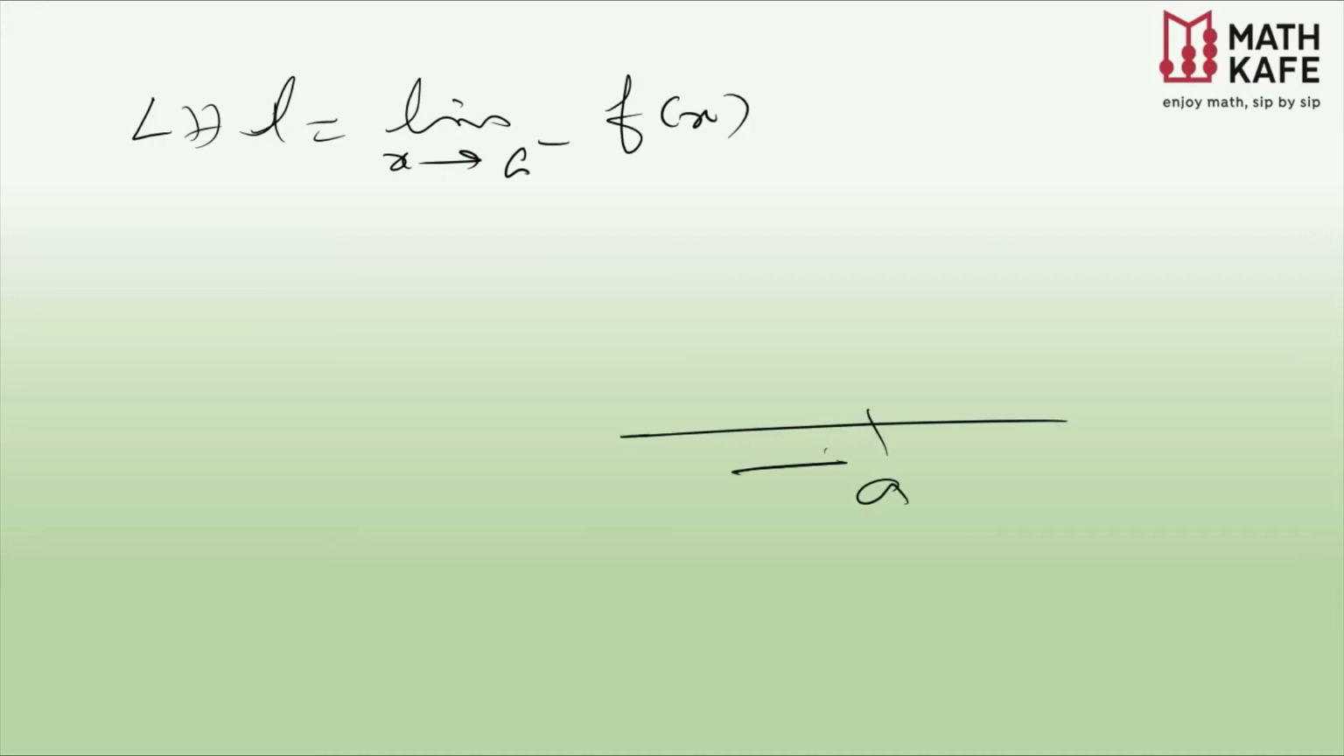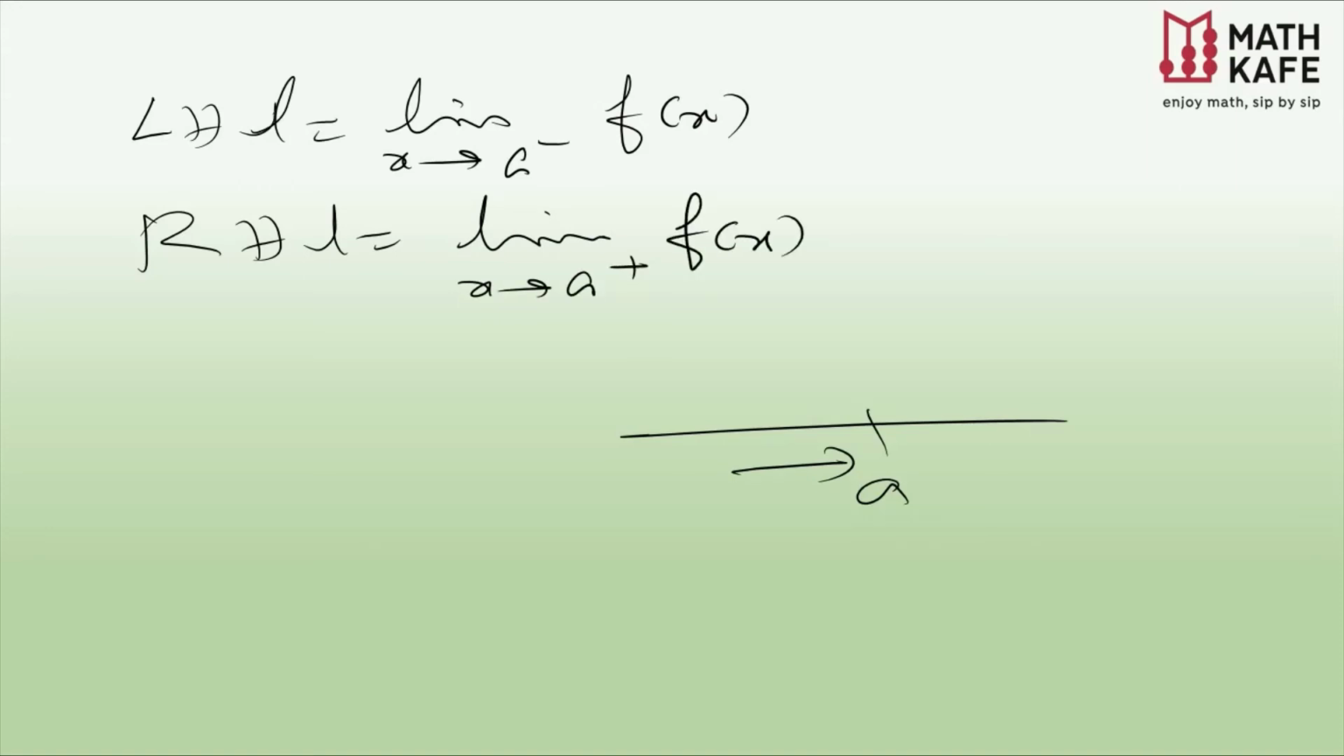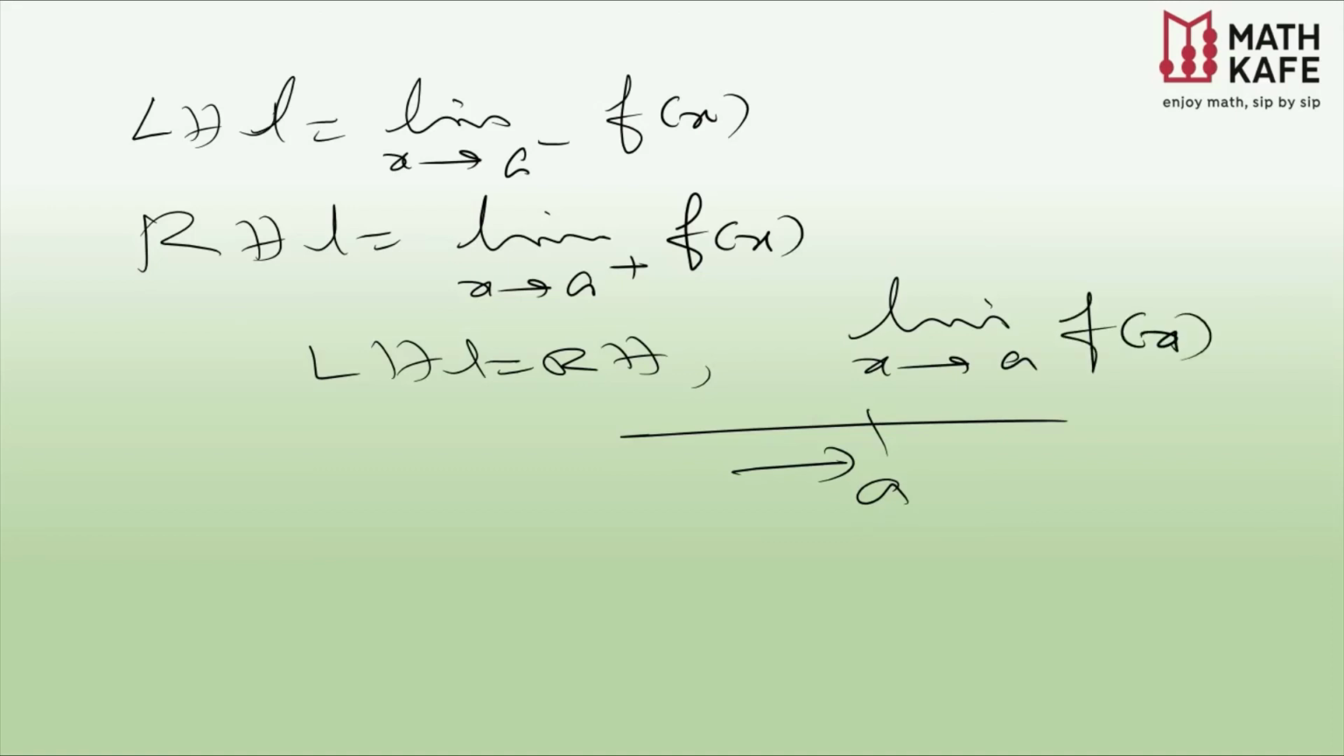Left hand limit always means limit x tends to a minus f of x, as you are approaching a from the left of a. And if you are coming to a from the right of a, we will say limit x approaches a plus f of x. Whenever this LHL and RHL are equal, in such a case we will say limit x tends to a f of x exists. Otherwise, it does not exist.